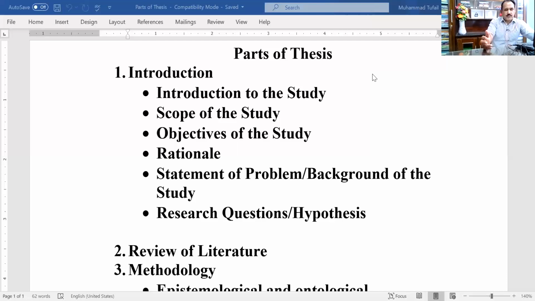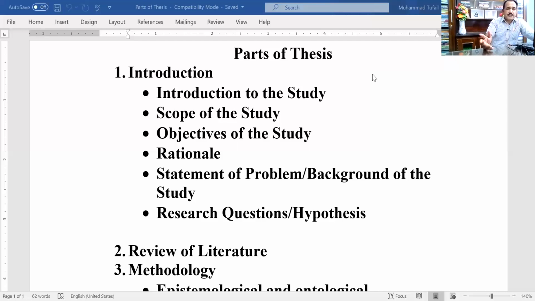Suppose you say that you want to study teacher training, and the scope of your study would be teacher training in a particular region, and then you will look at what the impact of teacher training is in Sindh or Badin, etc. So this would be the scope, and after scope, we come to the objectives of the study.